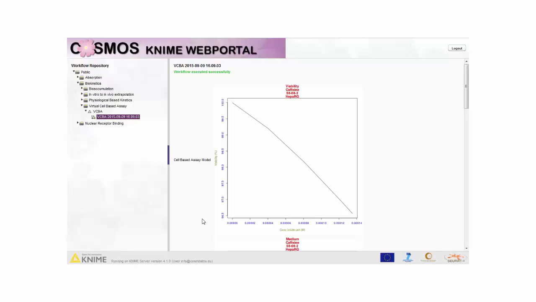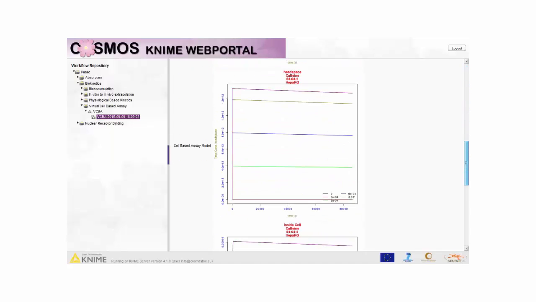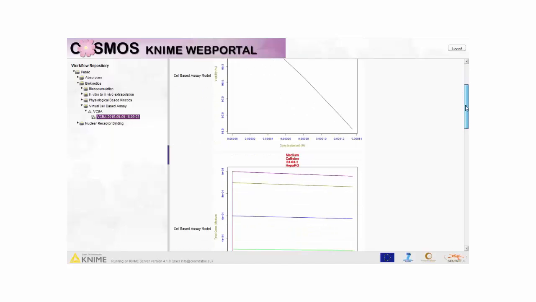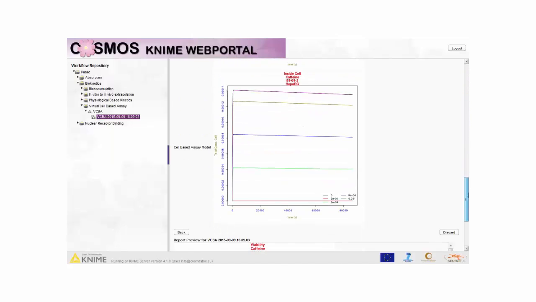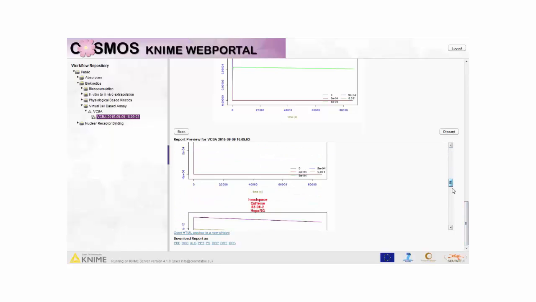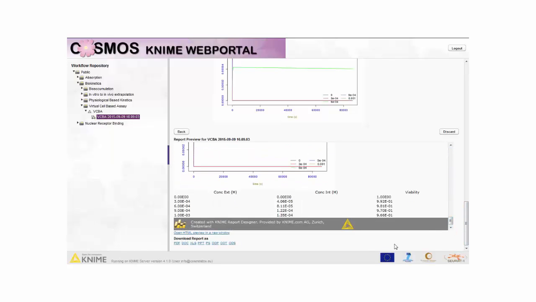So here you have the results displayed, and you will see that you have 4 types of graphical outputs, and these graphical outputs will also be available in the report version, which you can download as a PDF, a doc, or any other type of file.